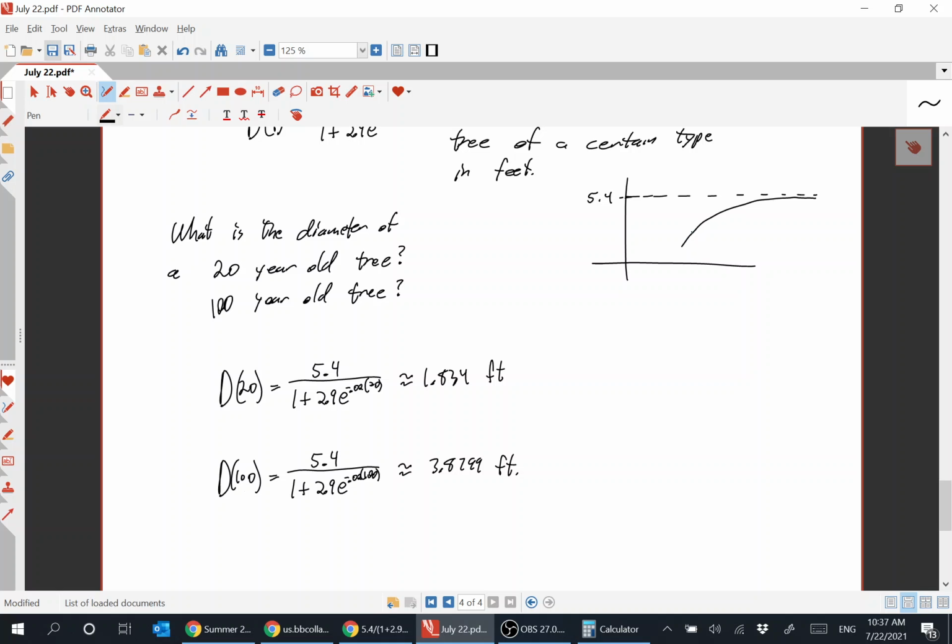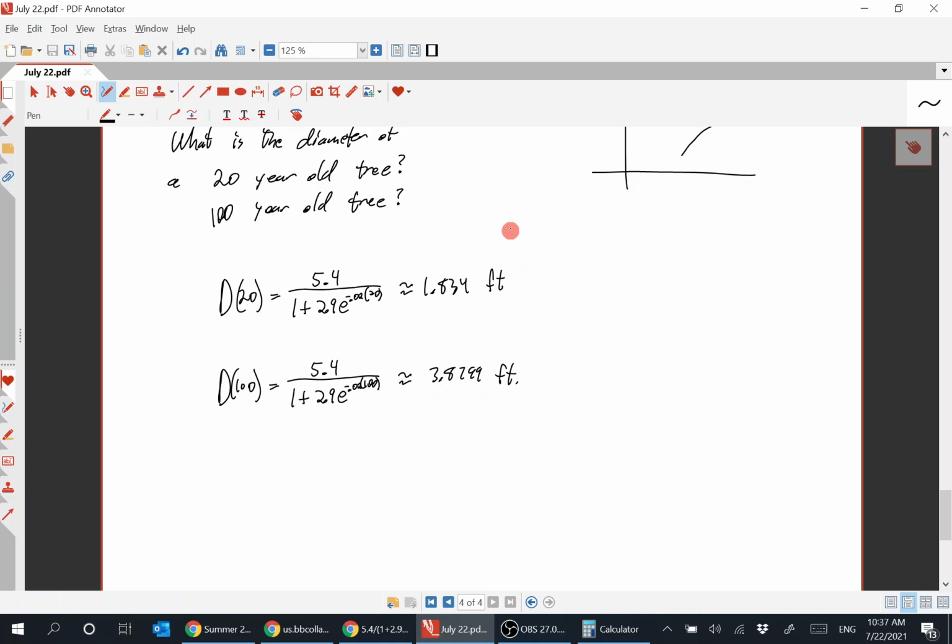Well, as I was saying, with this logistic model, you would expect sort of this upper limit of 5. But we aren't getting too close to it too fast. I mean, at 100 years, it's still only that much. So let's ask this question: how many years until the diameter is 5 feet?